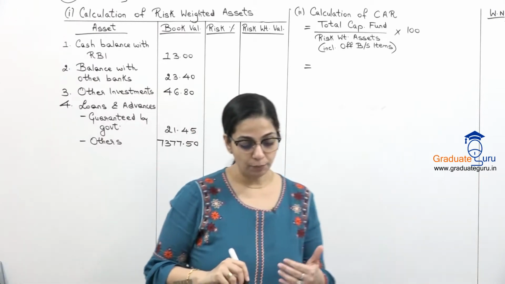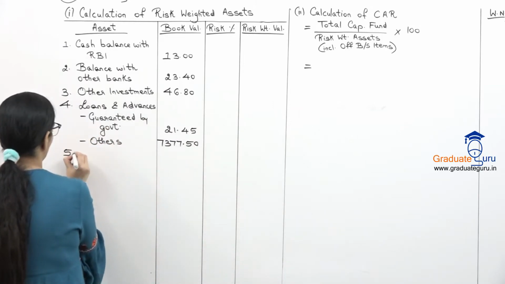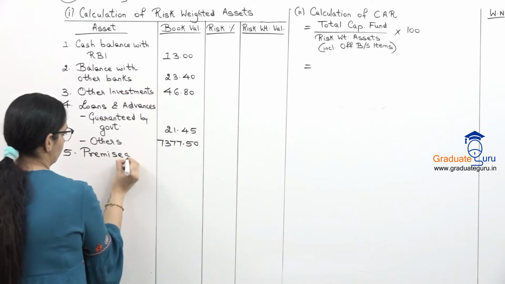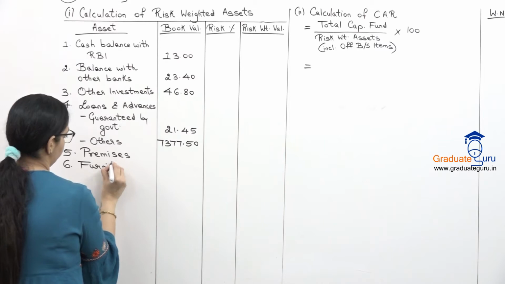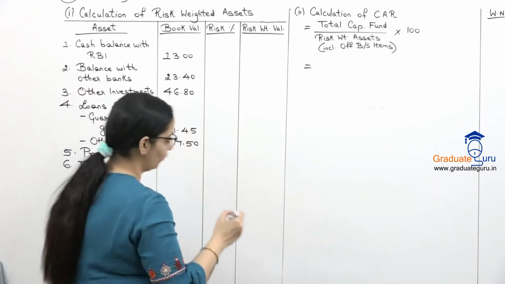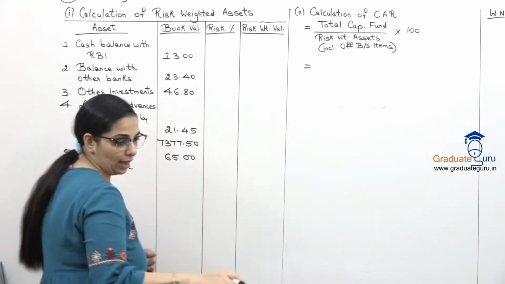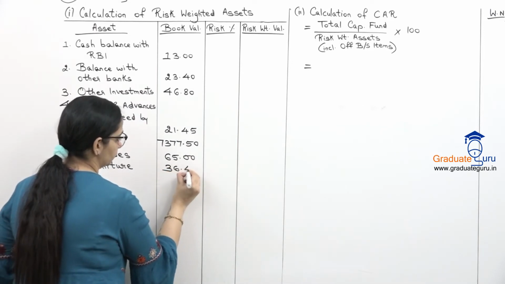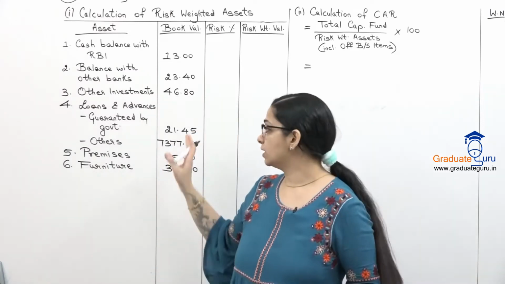Then we have premises and furniture. So let's write that also. Premises, furniture, and the amounts are 65 for premises and 36.40 for furniture. And this is our list of assets.